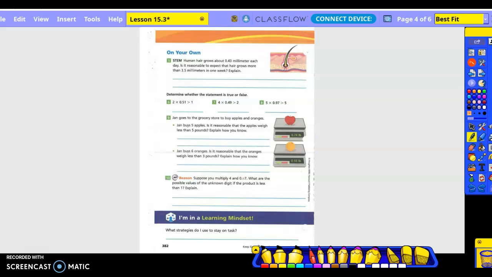All right, so we're going to go ahead and do this page. We may not finish it out on the recording, but you do need to finish it out on your own if the recording ends. On your own, number 5, STEM.